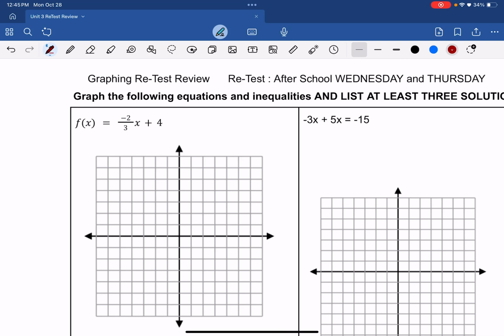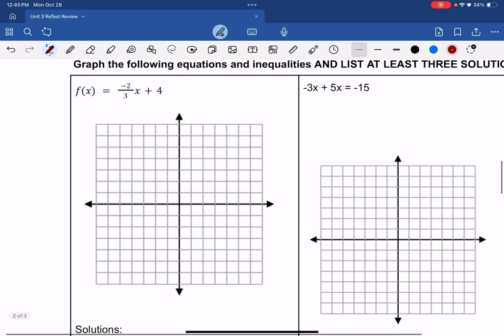All right, the graphing retest review. So remember, when I graph, it has to be in y equals, and then we have to understand our inequalities. Remember, the better you plan it out, the more beneficial it is for you. So this one says f of x equals negative 2 over 3x plus 4.